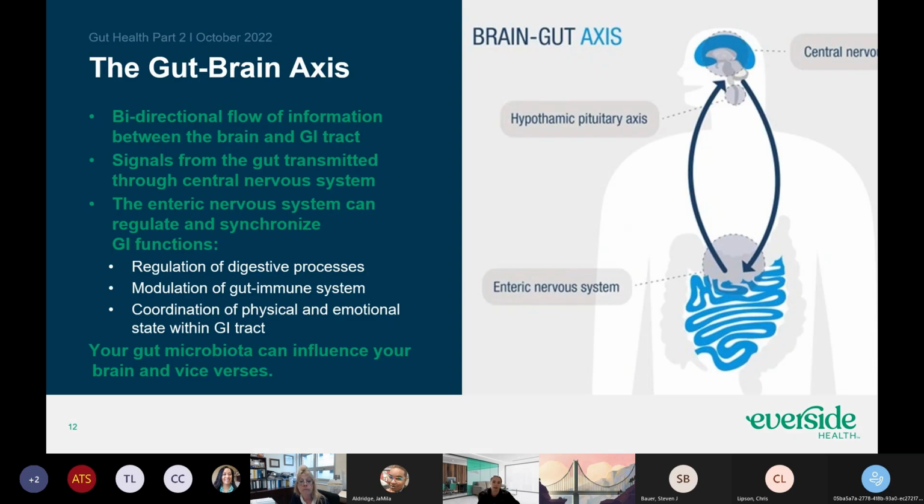But here's our gut-brain axis. So it is the flow of information between the brain to the gut and the gut to the brain. So it goes both ways. It goes along the enteric nervous system. So you can kind of see this bidirectional flow. It regulates and synchronizes our gut functions, regulates digestive processes, modulates our gut immune system. So 70% of your immune system lies within your digestive tract. Really important to help you stay healthy. And it helps coordinate physical and emotional state within the GI tract.